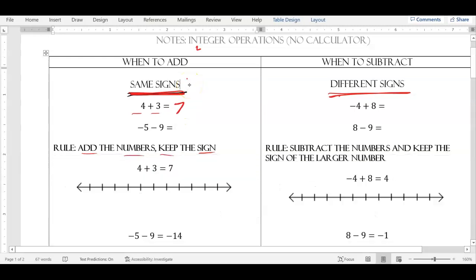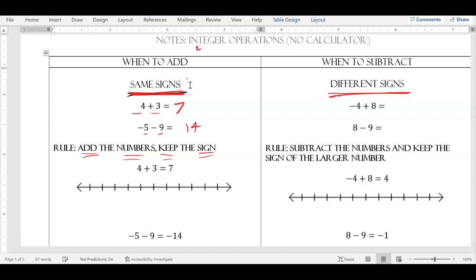Cool. And then this is the tricky one, negative 5 minus 9. If it's negative and you're subtracting, you see another negative, you're going to do the same thing. You're going to add those numbers, add the 5 and the 9, but you're going to keep that negative sign. So 5 plus 9 gives me 14. But since it's a negative and there's a subtraction sign, you see those two negative signs, you got to put a negative 14.